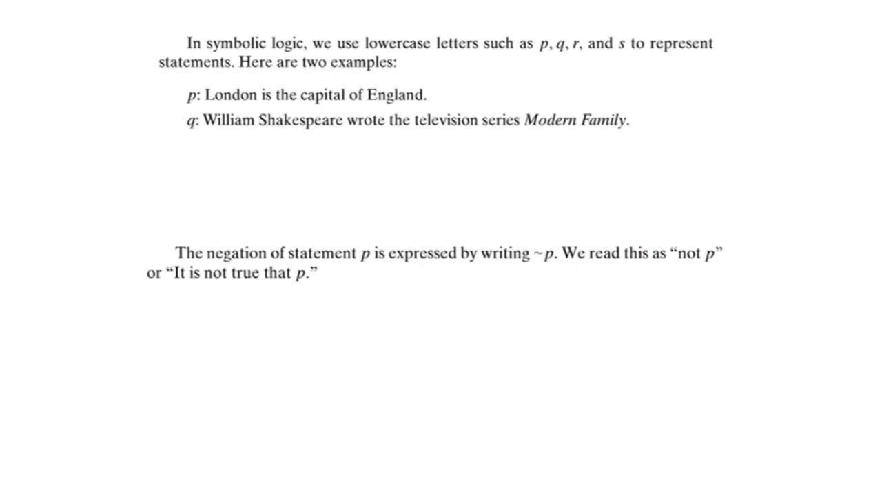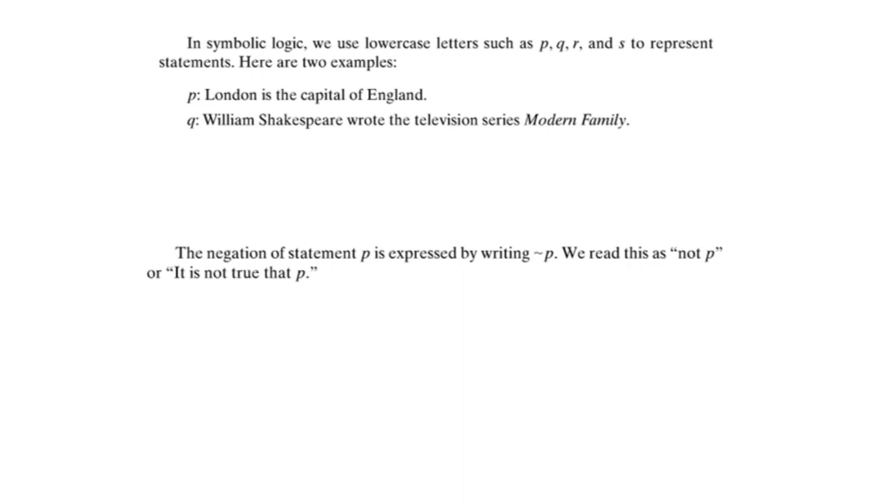In symbolic logic, we use lowercase letters such as P, Q, R, S, T, U, V, letters of the alphabet, to represent statements. Here are two examples. Statement P is, London is the capital of England. Statement Q is, William Shakespeare wrote the television series Modern Family. So rather than working with the entire sentence, we can just use the letters that are assigned to it, the lowercase letters P or Q.